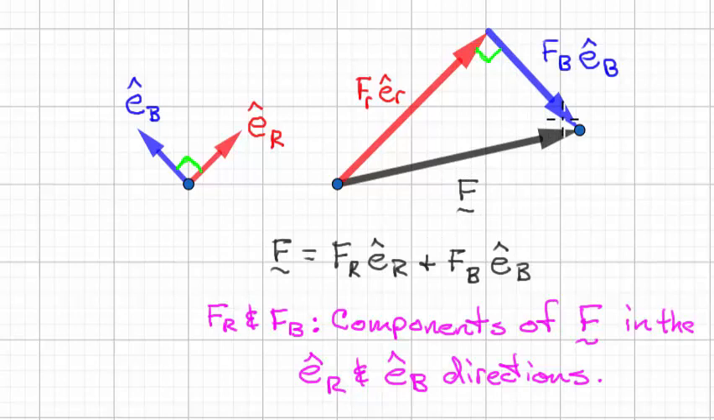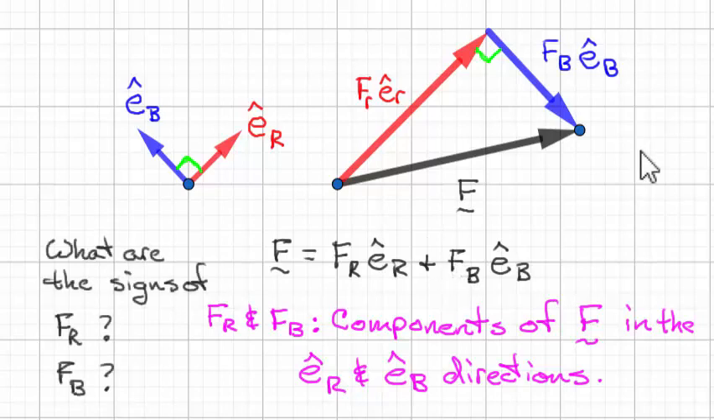And I want to observe something really important here. These FR and FB, they're scalars, but they're not just lengths, right? They have signs. Let me ask you a question real quick. What's the sign? FR is a scalar, it's just a number. What is the sign of FR? Is it positive or negative? And similarly for FB, is that a positive or negative scalar? So I want you to think about these signs. Pause the video. Tell me whether FR is positive or negative and FB is positive or negative. And then resume the video when you're ready.